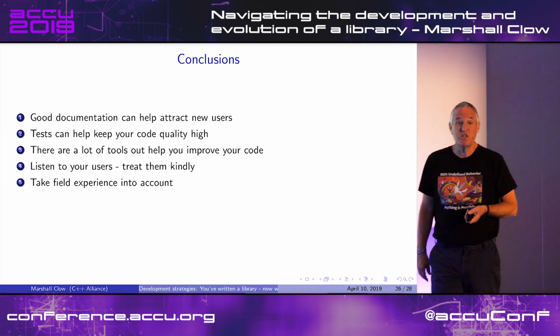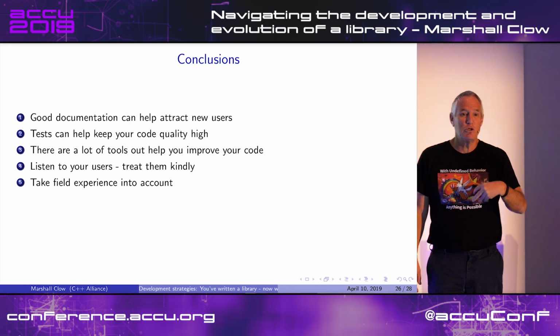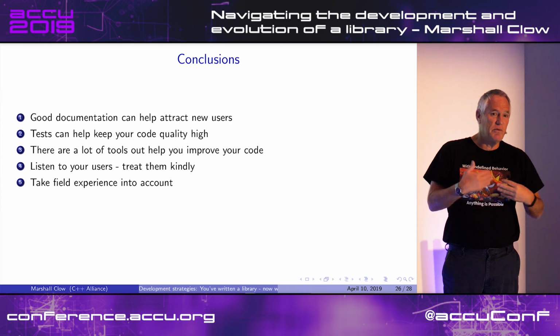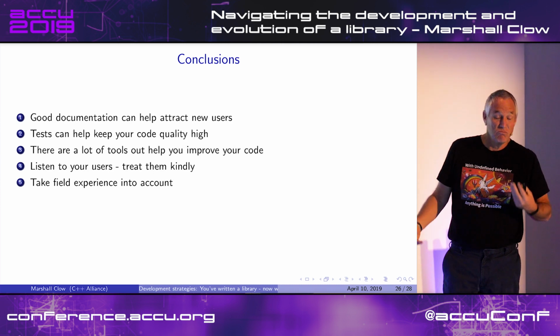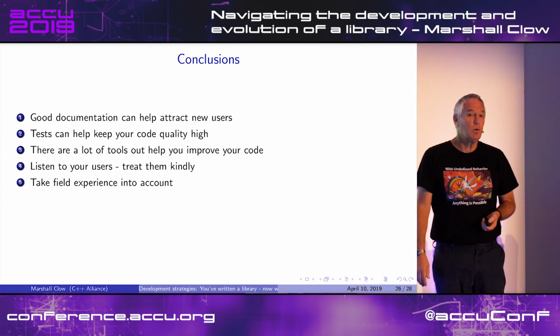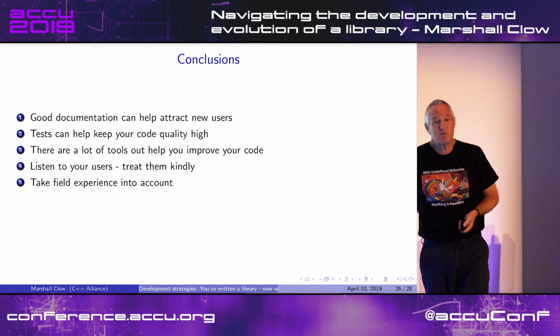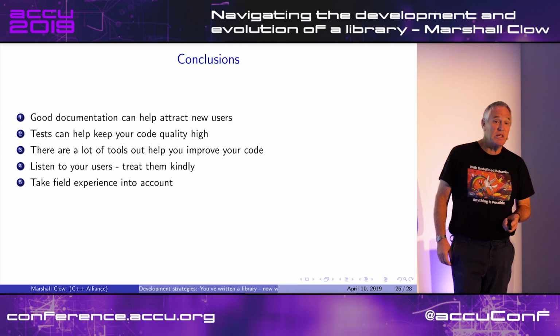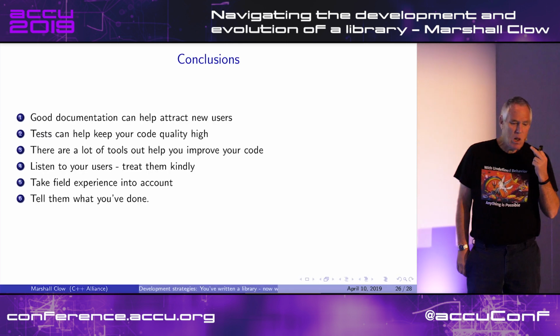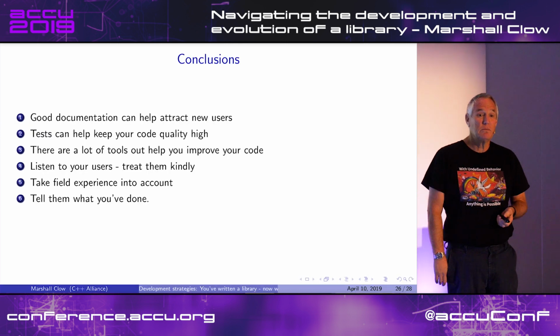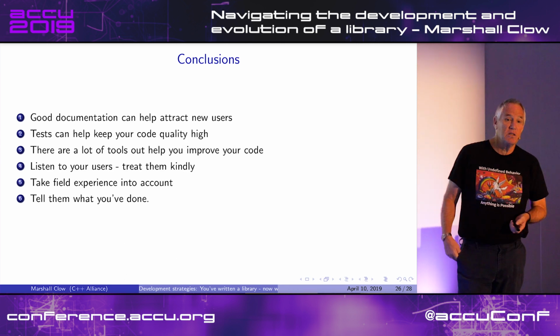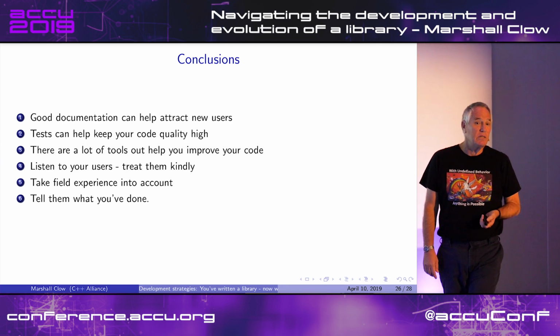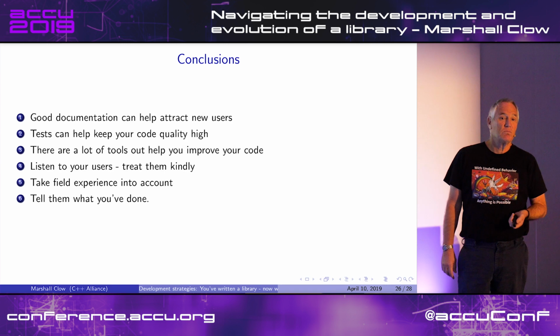Take field experience into account. If you get feedback from your users, hey, your library would be much better if it worked like this, listen to them. Decide if you want to do it. Don't reject stuff out of hand. Sometimes you're going to say no, but at least think about it. And tell them what you've done. Okay? Tell them what you've done. Sometimes even tell them why you did it so that they will understand.